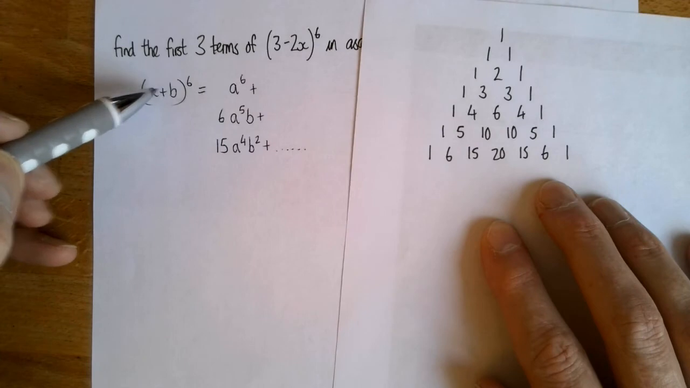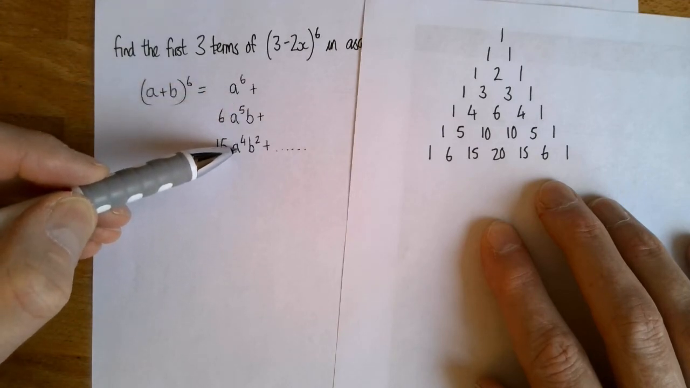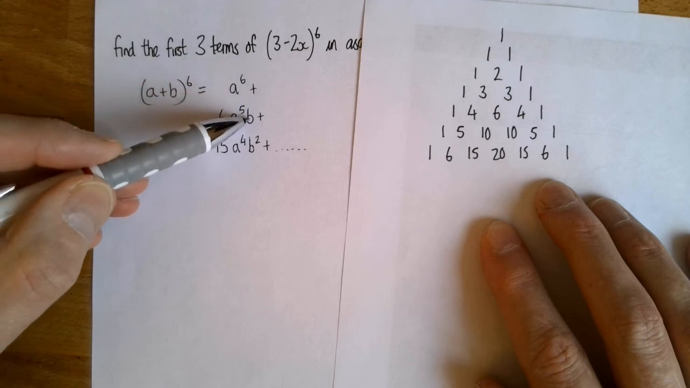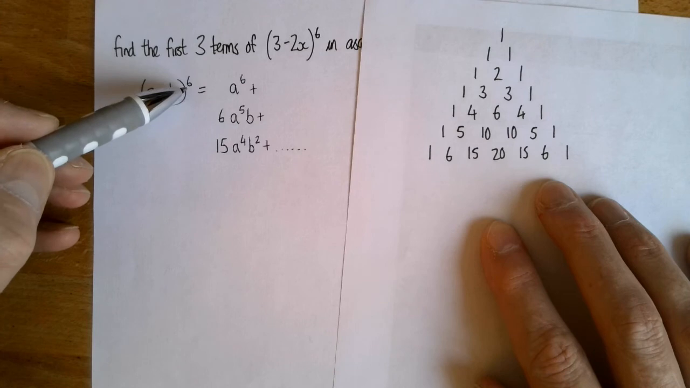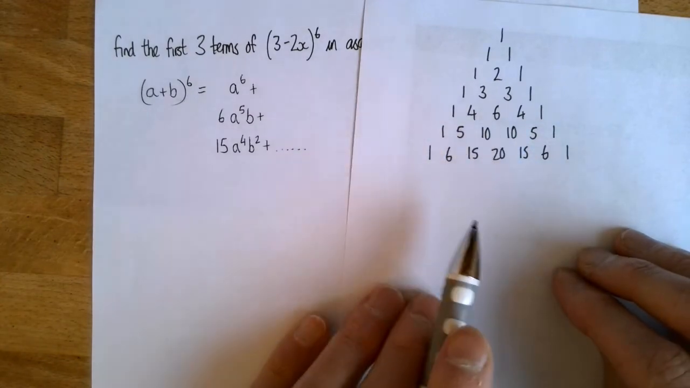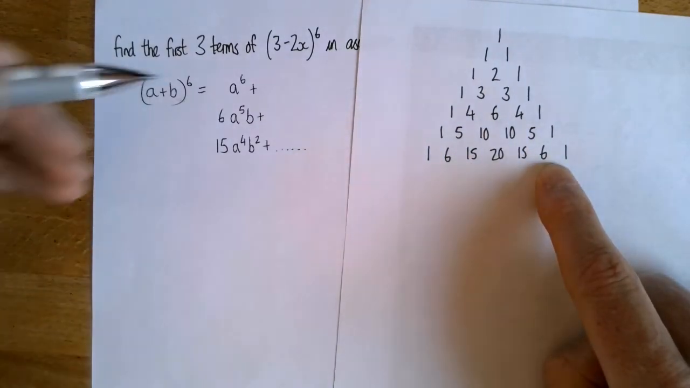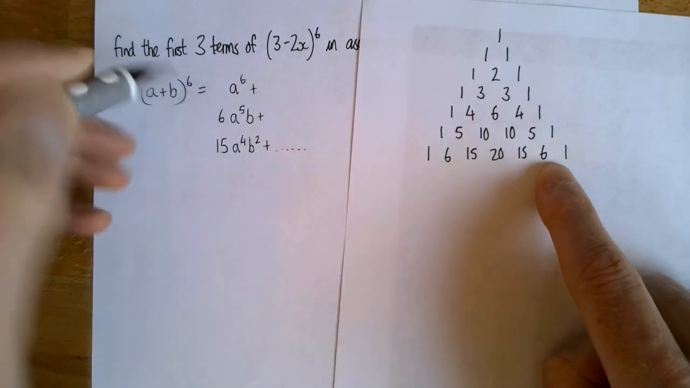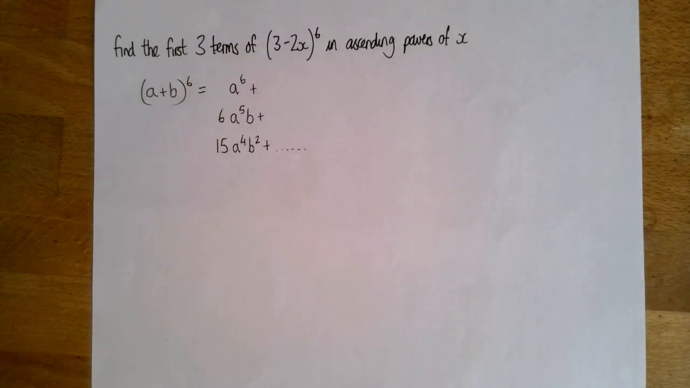Okay, so I started with a to the power of 6, a to the power of 5, a to the power of 4, no b, b to the power of 1, b to the power of 2. I knew that if I did the full expansion, because it's to the power of 6, there would be 7 terms. So I needed the row in Pascal's triangle with 7 terms, which is this one here. So it's going to go 1, 6, 15. It would carry on, but we're only asked for the first 3 terms.